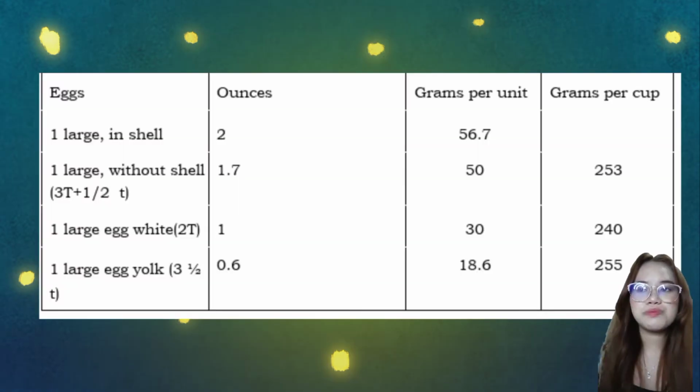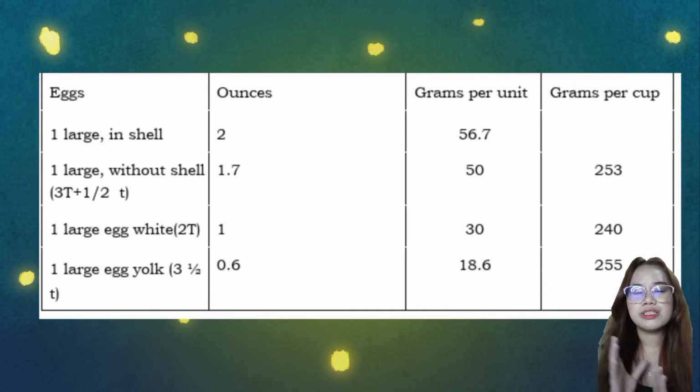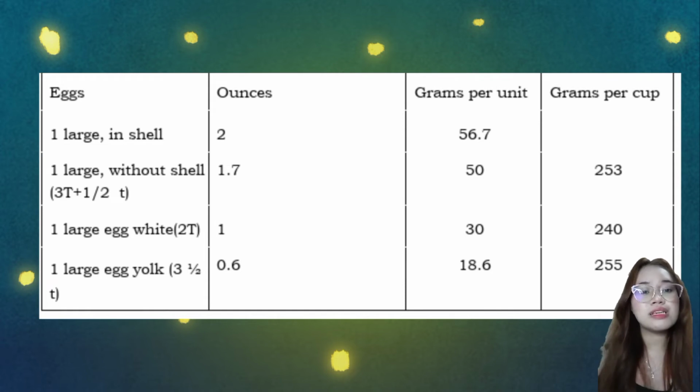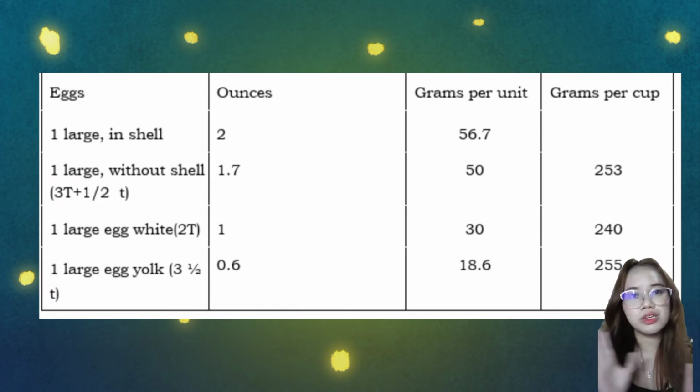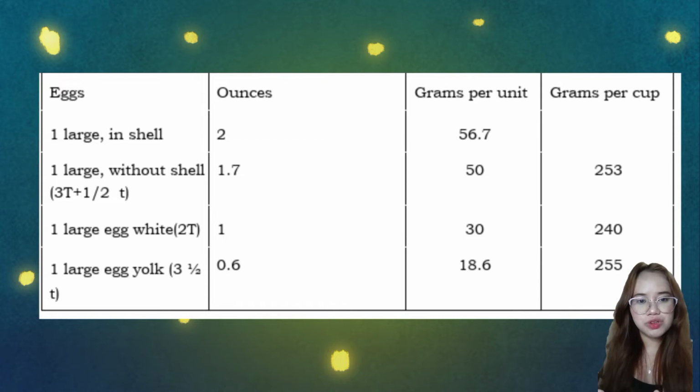Okay, let's proceed. So, correct proportion for eggs. 1 large egg in shell is 2 ounces, and grams per unit is 56.7. Since we cannot put 1 large egg in a cup, we don't have grams per cup. Yeah. And I'm going to show it on the screen.